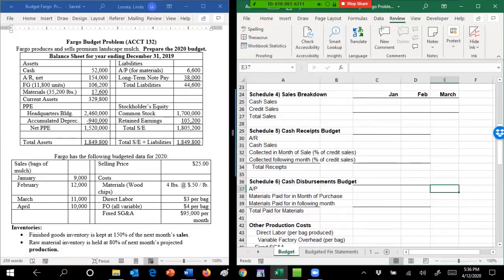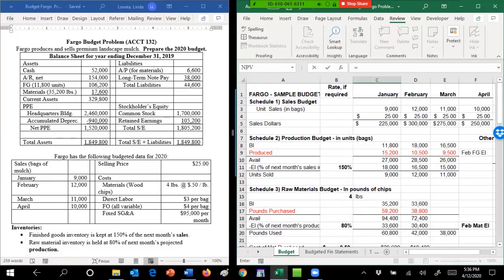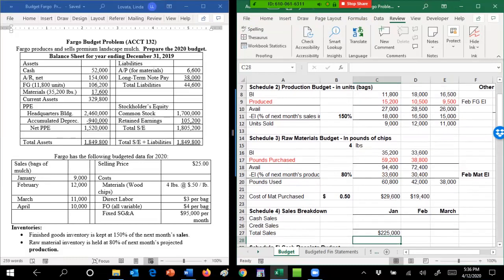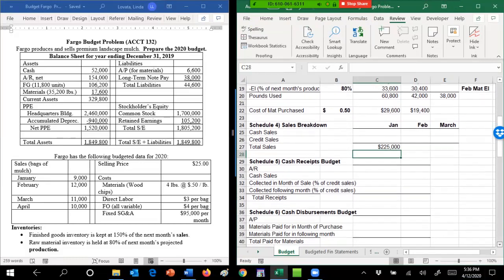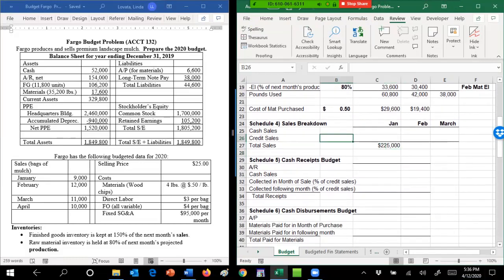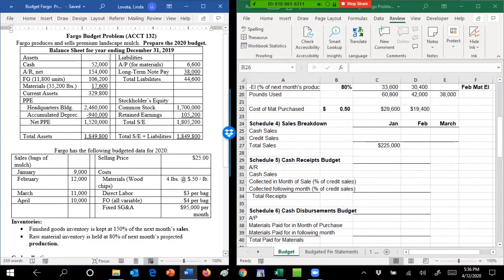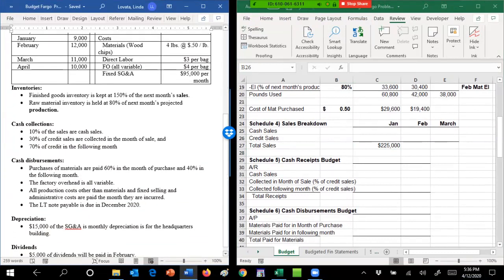Next, we have the sales and the cash receipts and cash disbursements budget. So we want to figure out our total sales. I'm just going to pull those down from what we had up here. And now we're messing with dollars. So I just copied that from up there. And it has to give you some information to help you solve that.